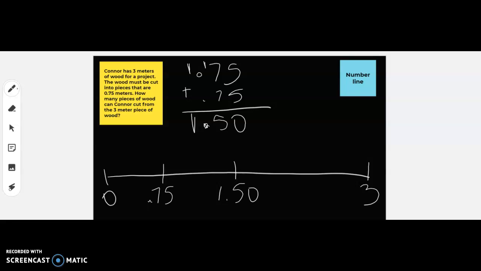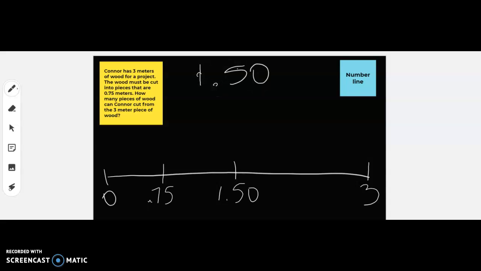So far I've got 2 different sections, but I haven't cut all of the sections just yet because I know that I haven't made it to 3. So I'm going to erase this work and give myself a little more space. I'm not going to start with 75 hundredths again because I just ended with 1 and 5 tenths. But I am going to add my 75 hundredths because that's the size of the piece that I'm cutting.